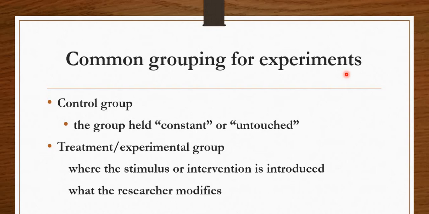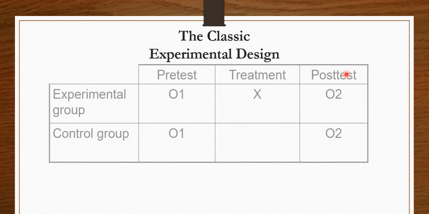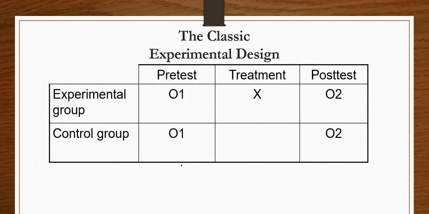So let us illustrate this one. So the classic experimental design would have something like this. So we would usually have a pretest. Say for example, we have a group of students. So this is section A and this is section B, and they would have a pretest of a certain topic. Let's say sets. It's a test on sets.